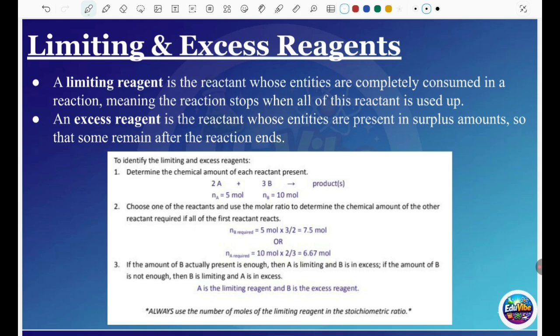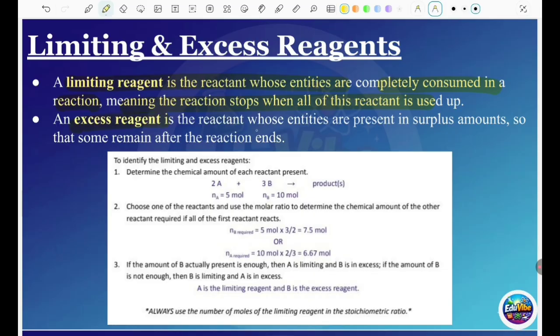For this, we have to know about two things, which are the reagents: the limiting reagent and the excess reagent. The reagent in a limited amount is called the limiting reagent, and the one in an excessive amount is called the excess reagent. The limiting reagent is the reactant whose entities are completely consumed in a reaction. All of its entities are fully consumed into the product side. This means the reaction stops when all of the reactant is used up. It's called the limiting reagent.